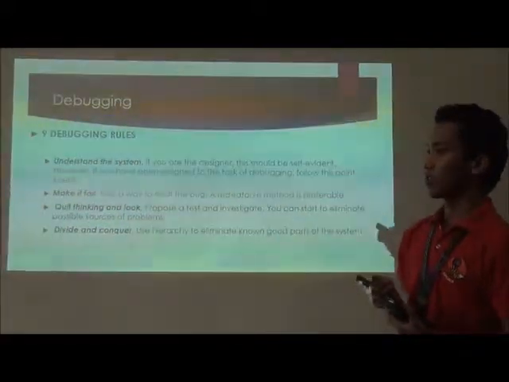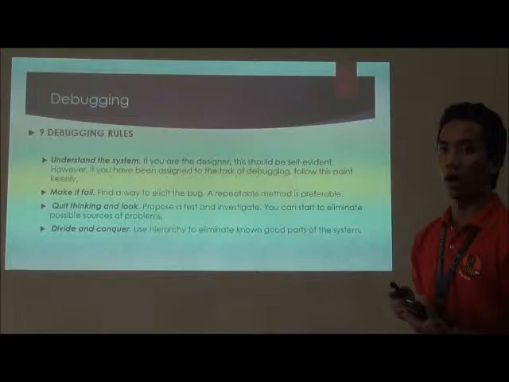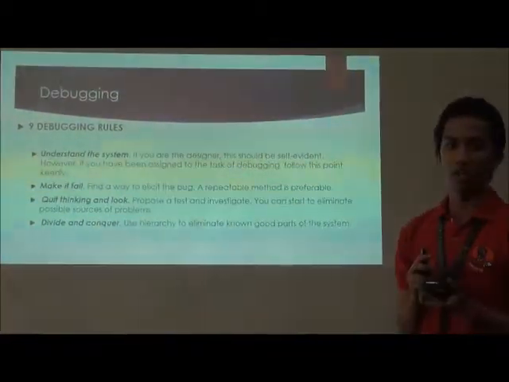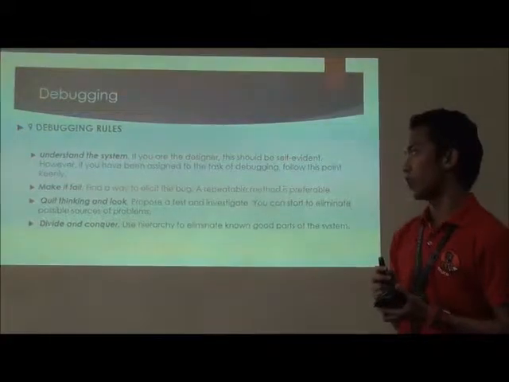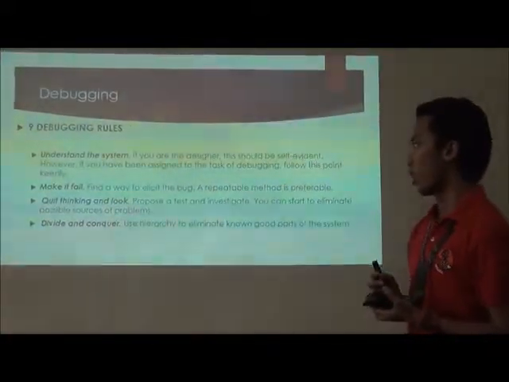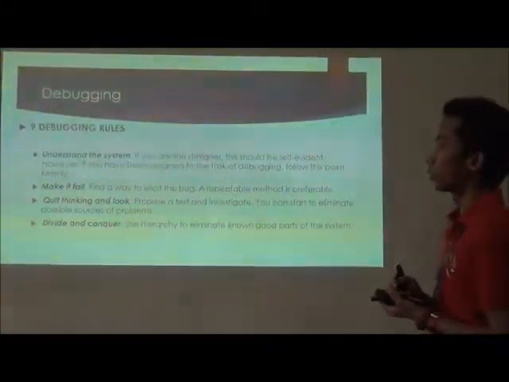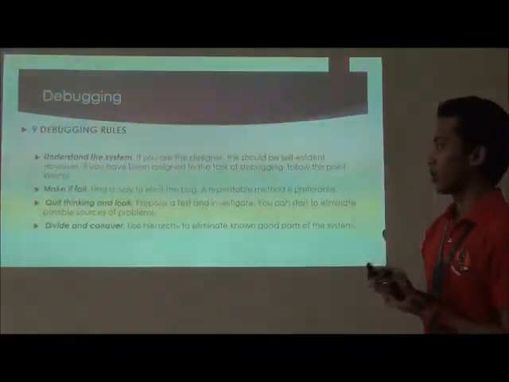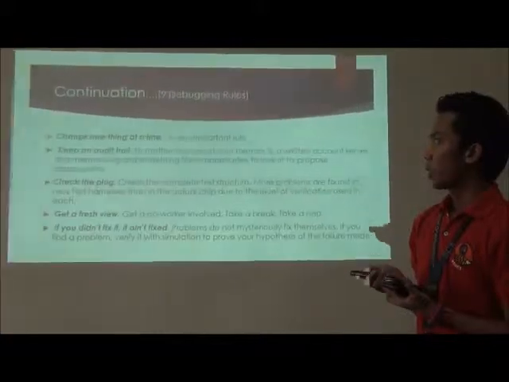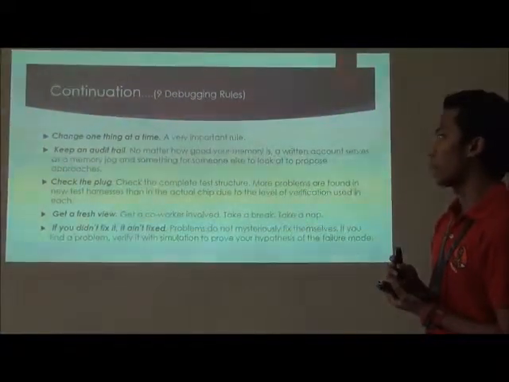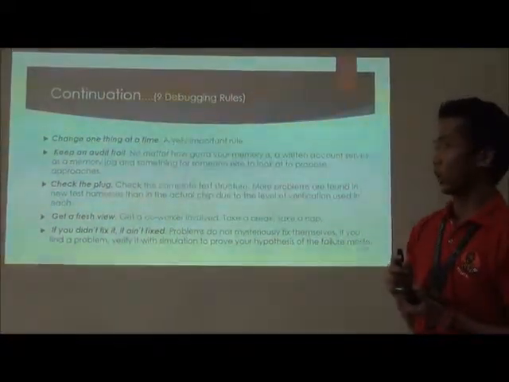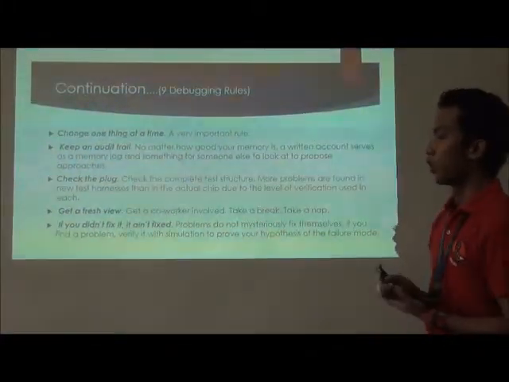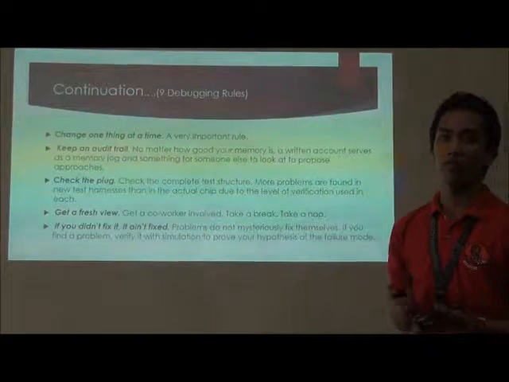Now we have debugging. There are nine debugging principles. First, we must understand the system. Next, make it fail. Find a way to elicit the bug, where a repeatable method is preferable. Third is quit thinking and look. Fourth is divide and conquer. Fifth is change one thing at a time. Next, keep an audit trail. Next, we have check the plug, get a fresh view, and if you didn't fix it, it ain't fixed.